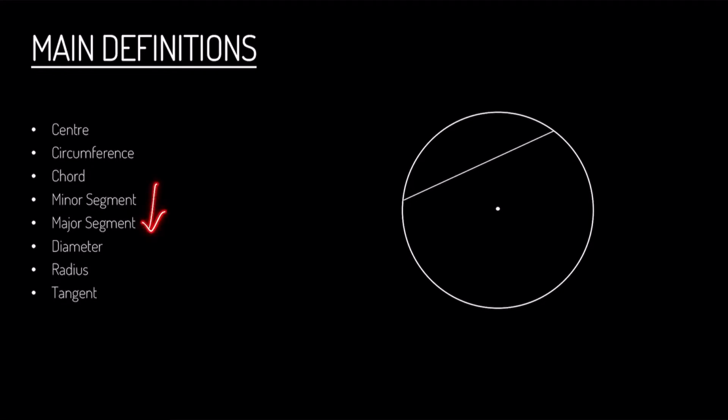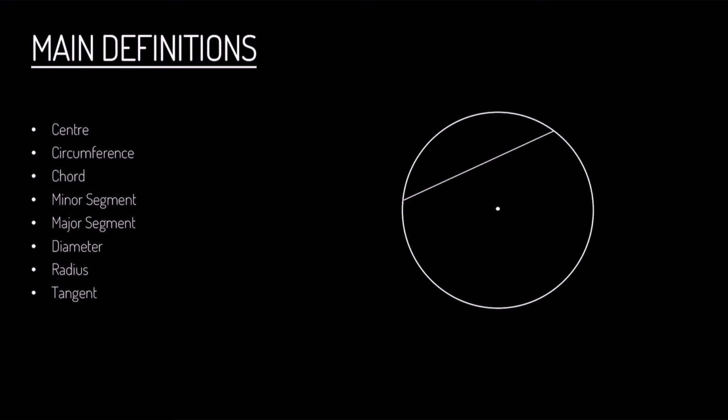Now these next two definitions depend on the chord. Hopefully you notice that this chord splits the circle into a smaller part here and a larger part right here. The smaller part is always going to be the minor segment, and the larger part is always going to be the major segment. Now we're going to look at a special case of a chord, which is a diameter.